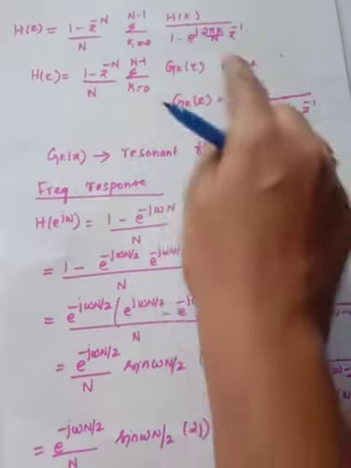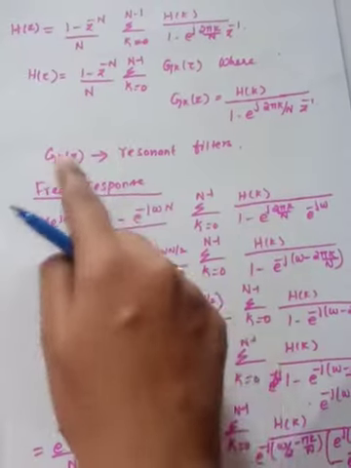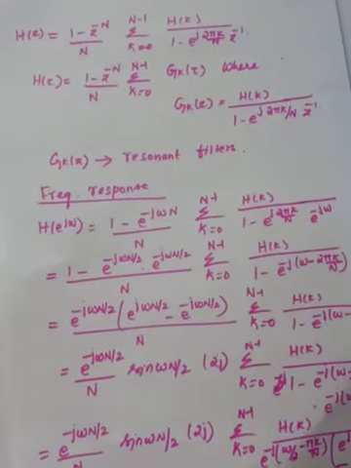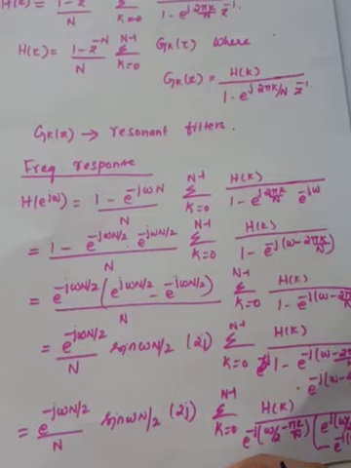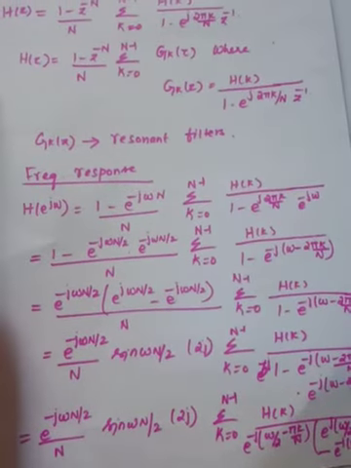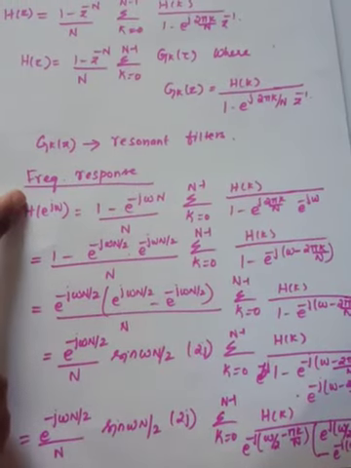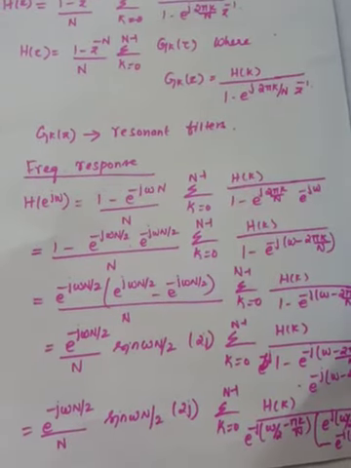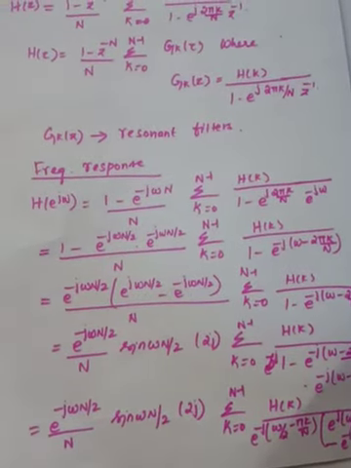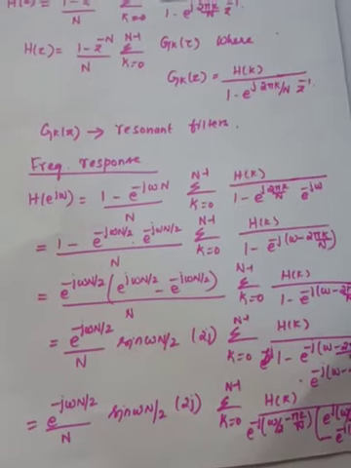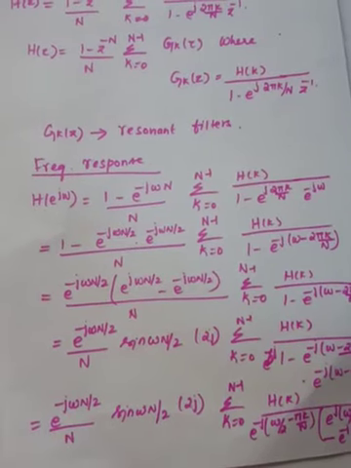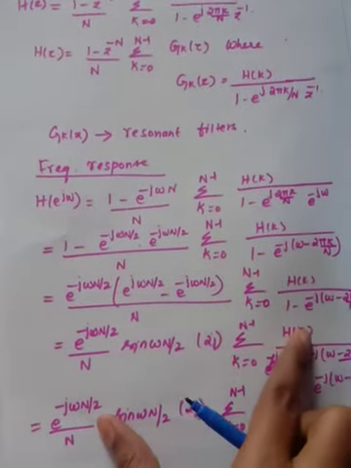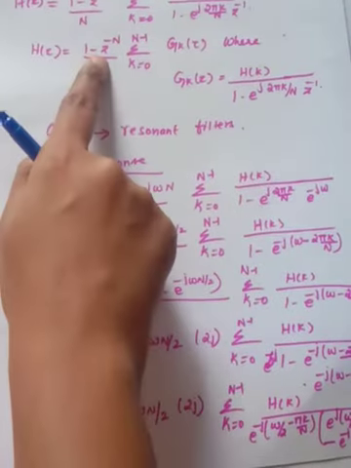Here this is said to be a resonant filter, that is, at the kth frequency the filter will become resonant. So this is what H of z is. Now we have found H of z. After that, if we want to find the frequency response, we have to substitute z equal to e power j omega. So we have to substitute e power j omega in this equation.